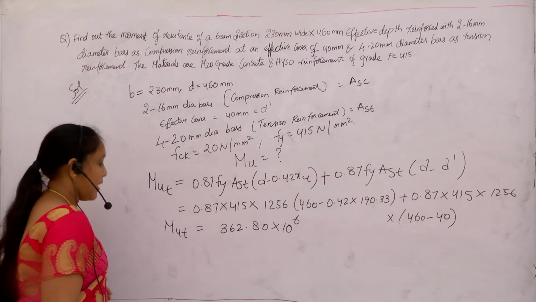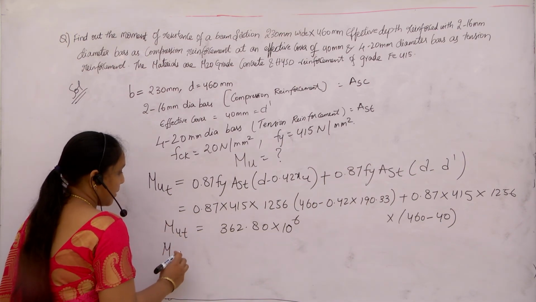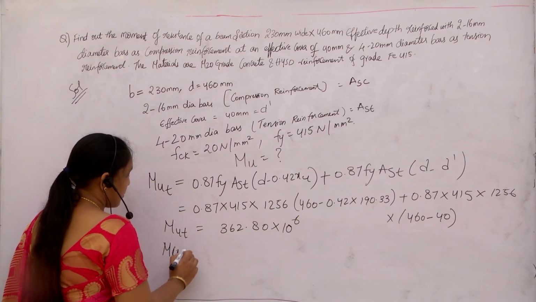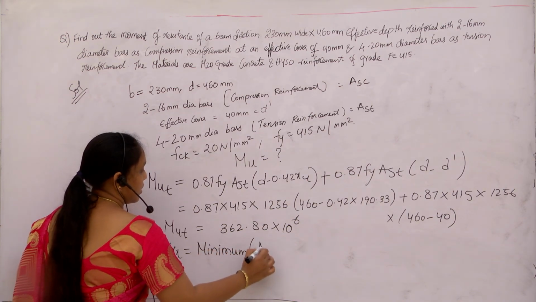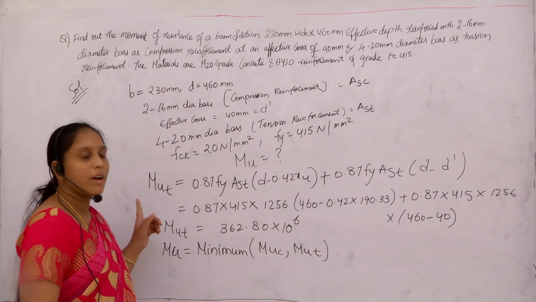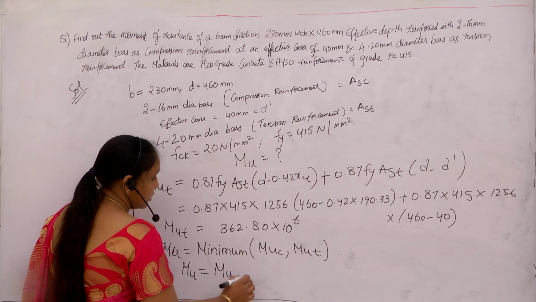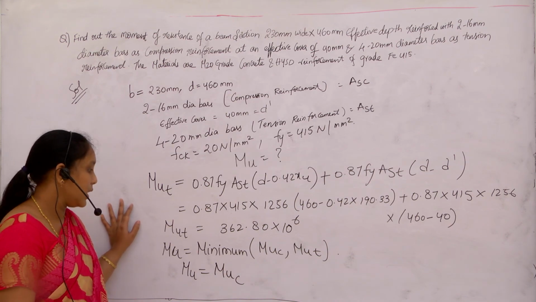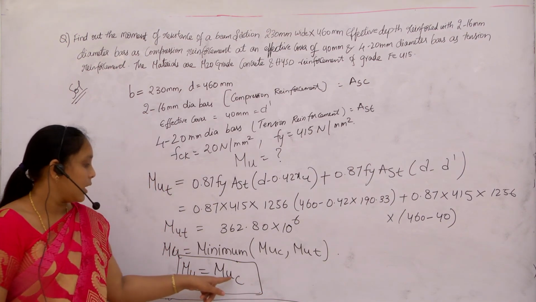So now we have got two values, that is MUC and MUT. So what will the moment be? The moment will be the minimum of MUC and MUT. So what is the minimum value in both of these? The minimum value is MU equal to MUC, which is 177.87 into 10 to the power of 6 kilonewton meter. So the moment of resistance of this particular section will be equal to MUC.